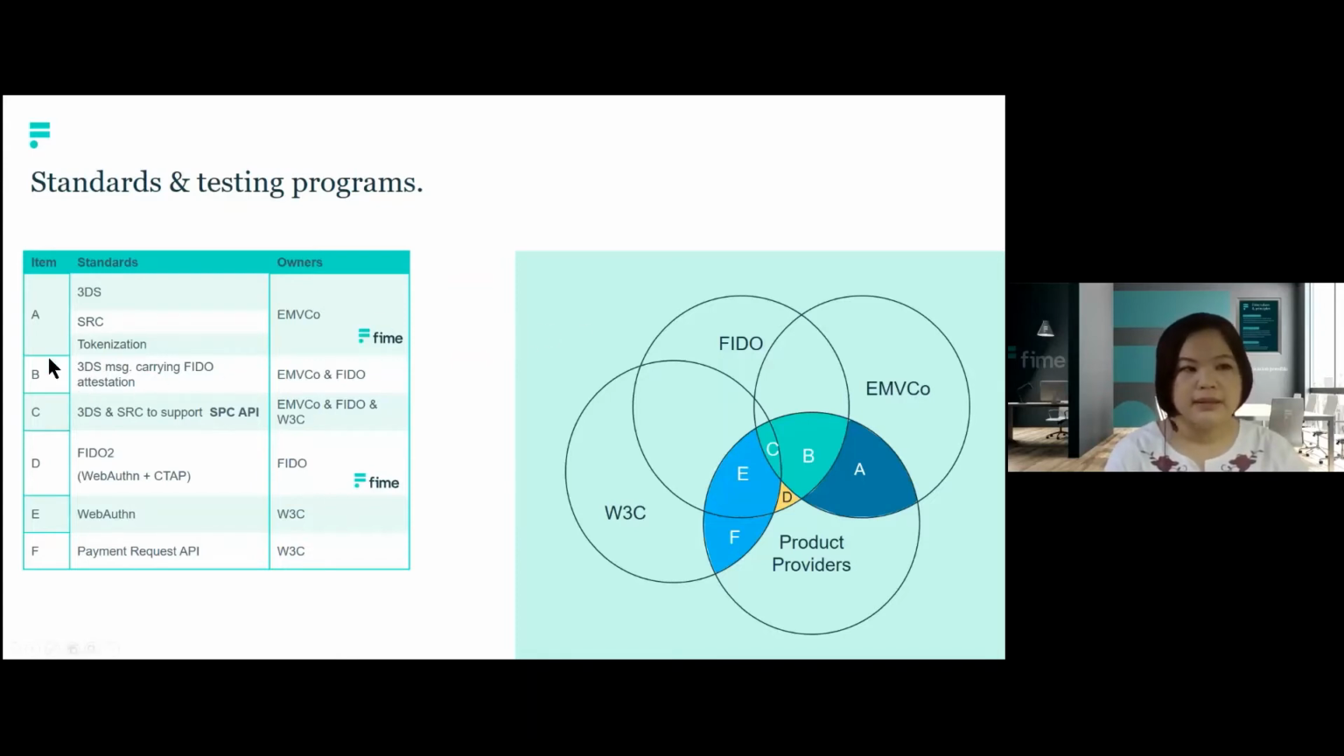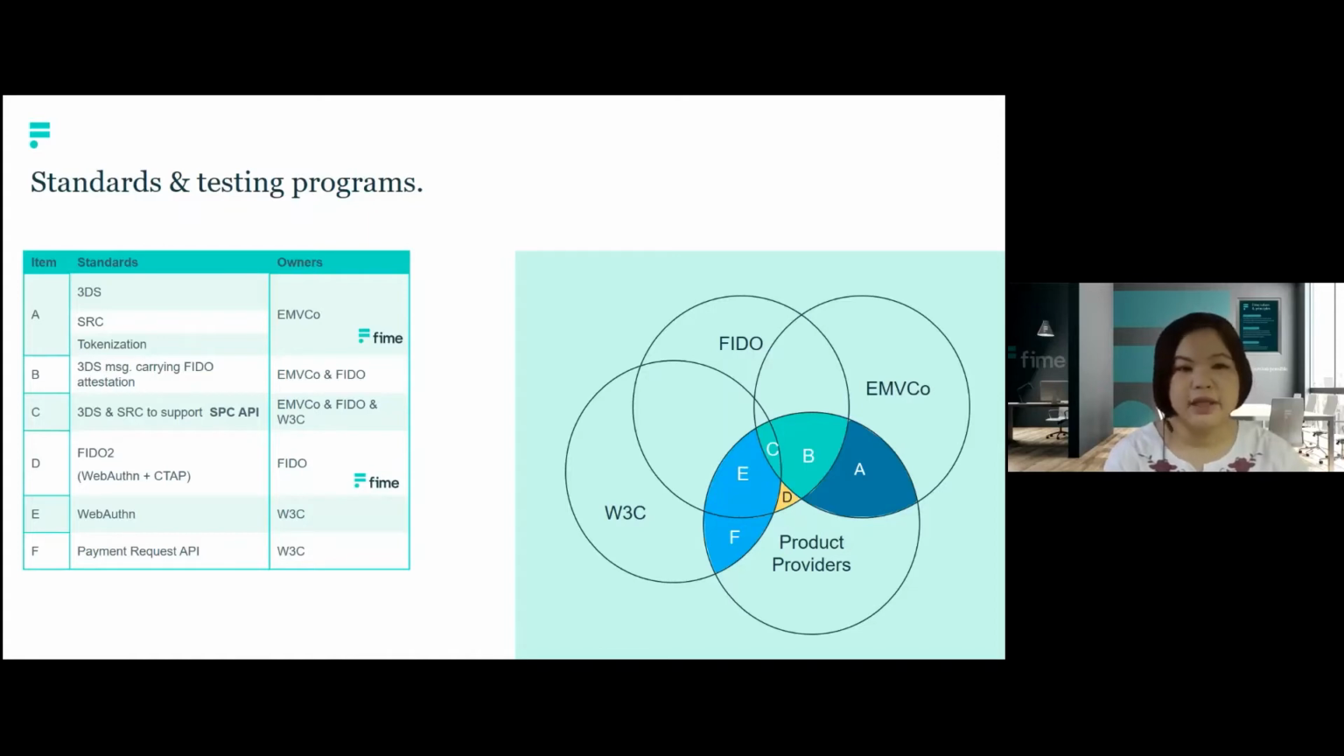And the second one is SRC, Secure Remote Commerce. You may also know it as Click to Pay. This standard is trying to enhance the e-checkout experience to reduce friction and abandonment.